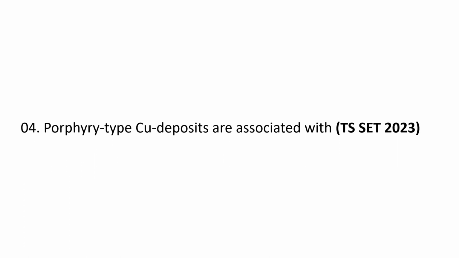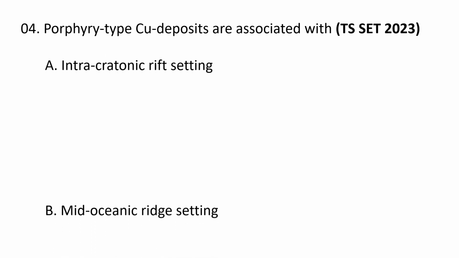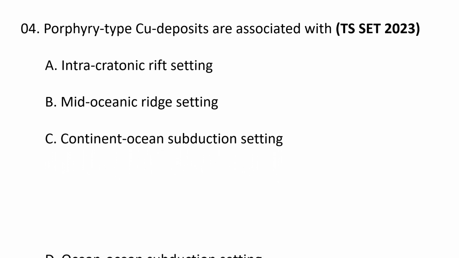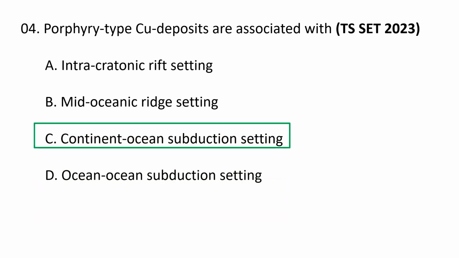Next question. Porphyry type copper deposits are associated with A. Intracratonic rift setting, B. Mid-oceanic ridge setting, C. Continent-ocean subduction setting, and D. Ocean-ocean subduction setting. Porphyry type copper deposits are associated with the continent-ocean subduction setting. Porphyry deposits occur in a variety of tectonic settings, and porphyry copper deposits typically occur in the root zones of andesitic stratovolcanoes in subduction related continental and island arc settings. So that's why they are associated with the continent-ocean subduction setting. C is the correct option.